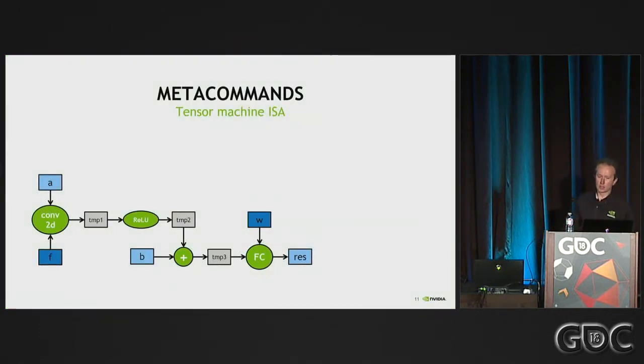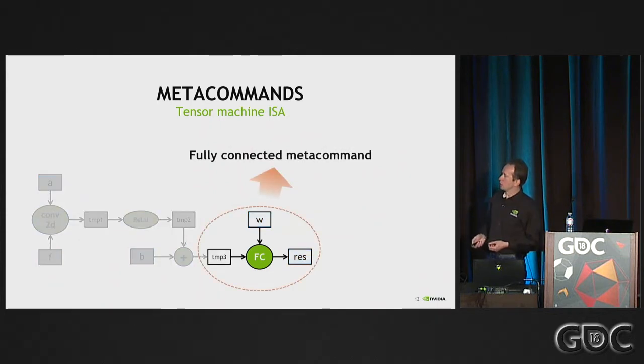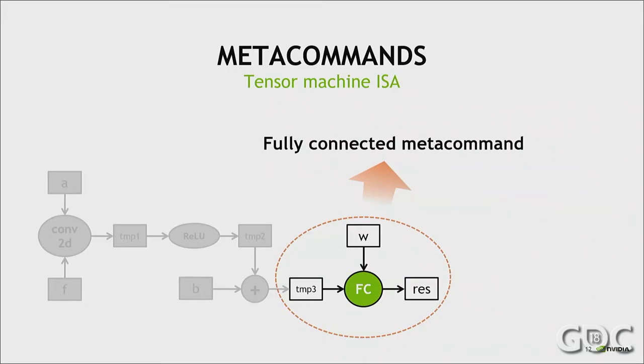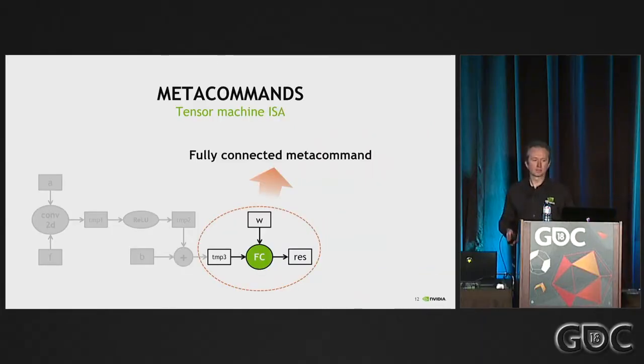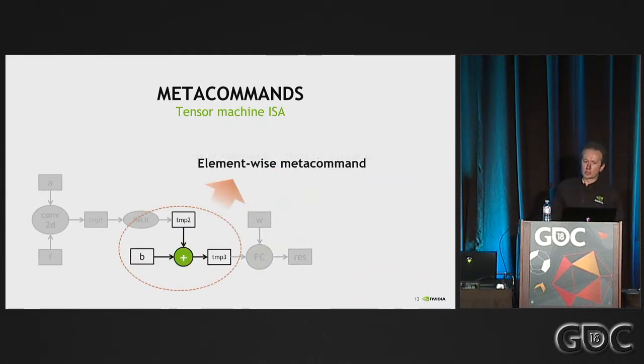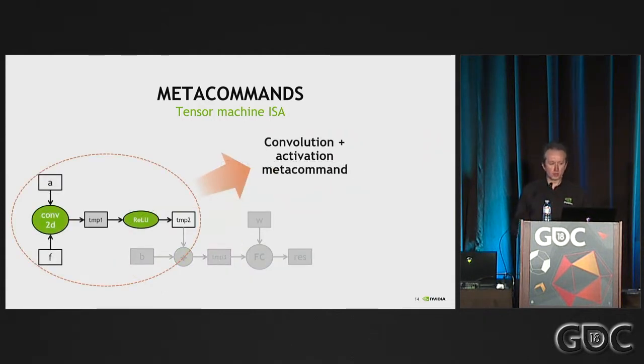Again, if we look at our simple network, you can quite easily identify operations which can be mapped to meta commands. For example, the fully connected operation at the end can be mapped to a fully connected meta command. Just like any hardware instruction, it will have 2 inputs and produce 1 output. The data types are tensors in this case, but it doesn't matter. Likewise, the element-wise operation is yet another meta command, again taking 2 inputs and producing 1 output.